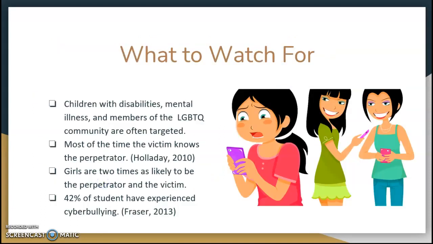What to watch for. Children with disabilities, mental illness, and members of the LGBTQ community are often targeted. Most of the time, the victim knows the perpetrator. Girls are 2 times more likely to be a perpetrator and the victim. 42% of students have experienced cyberbullying.